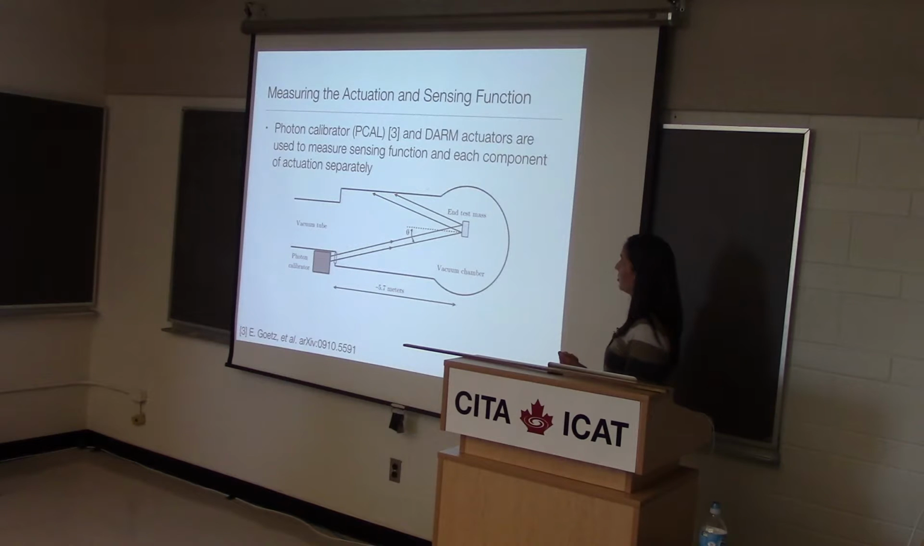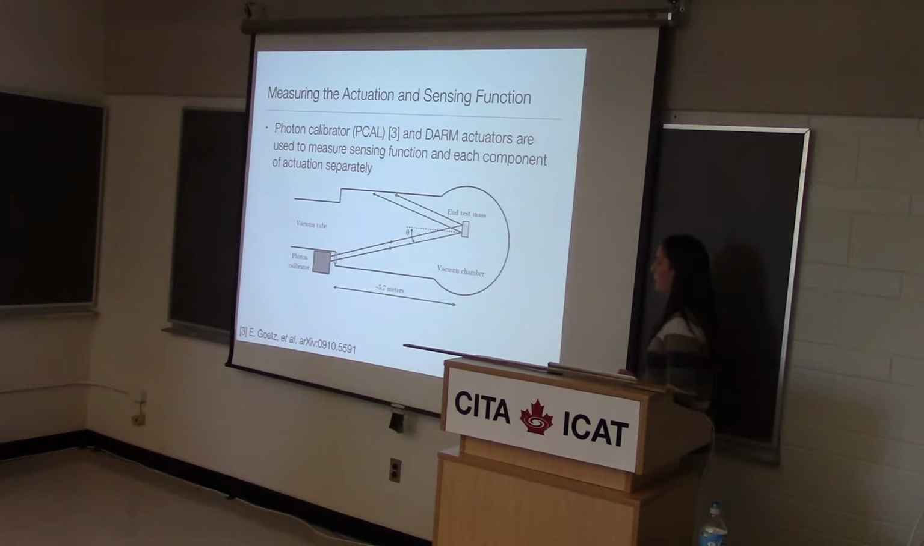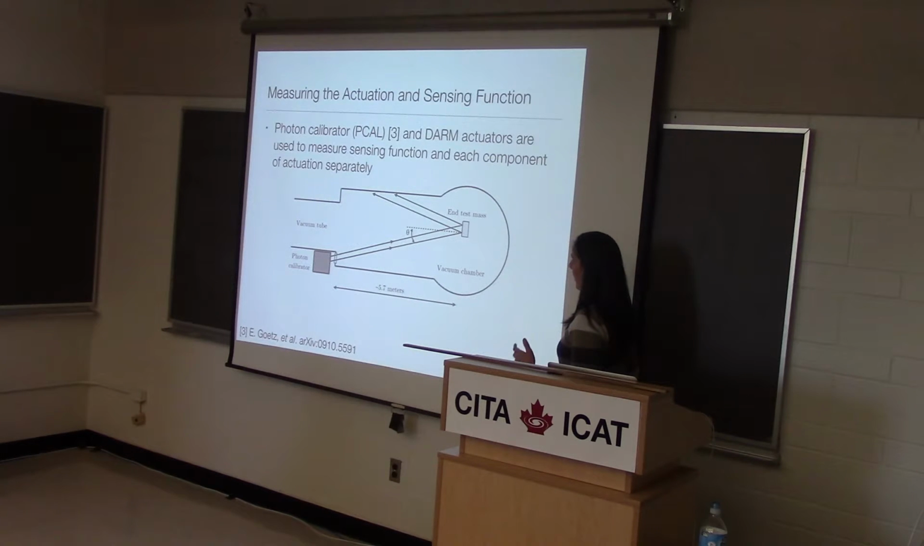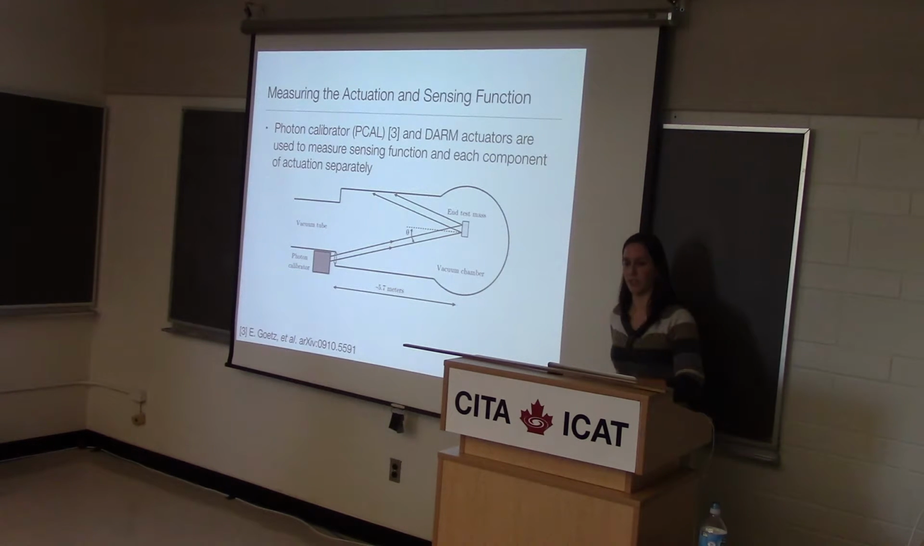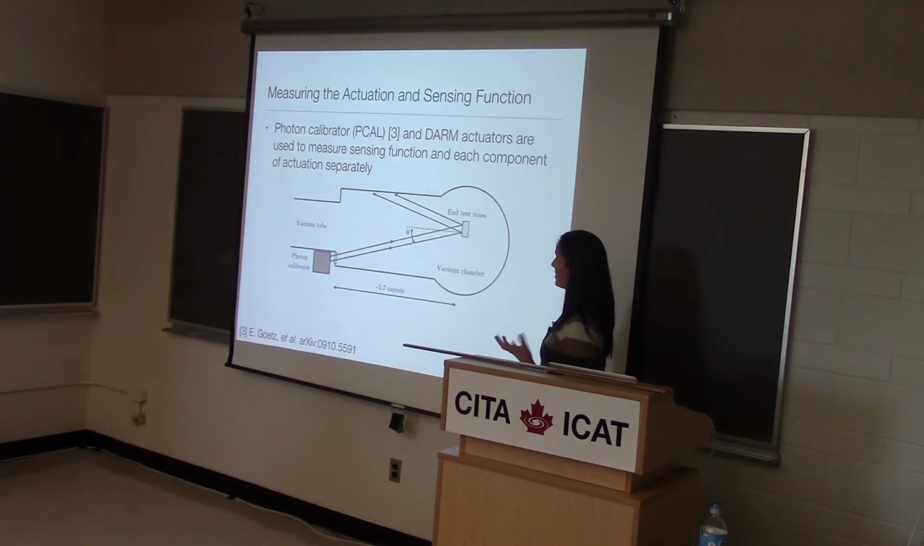And then for the actuation, we've got a model for what a quadruple pendulum system looks like, and it's got certain parameters, and we need to have a way to put known things into the detector and then from the output figure out what those parameters are. So we use several different methods.